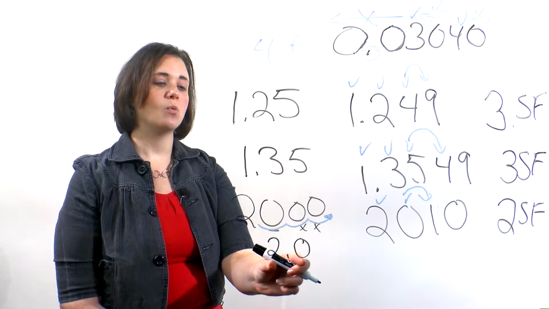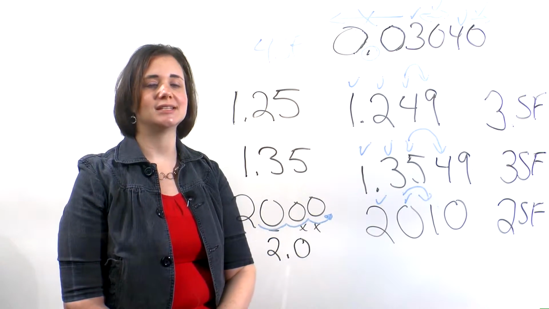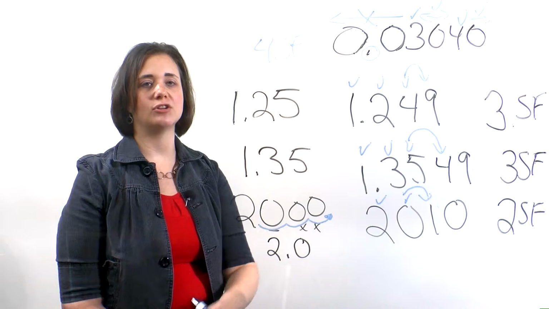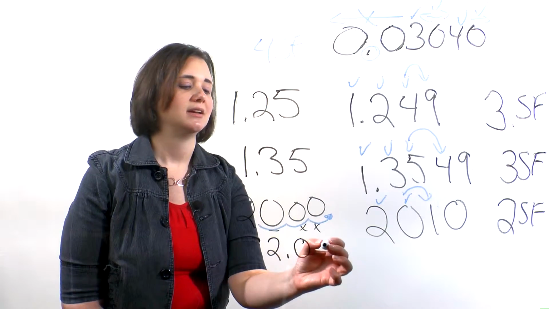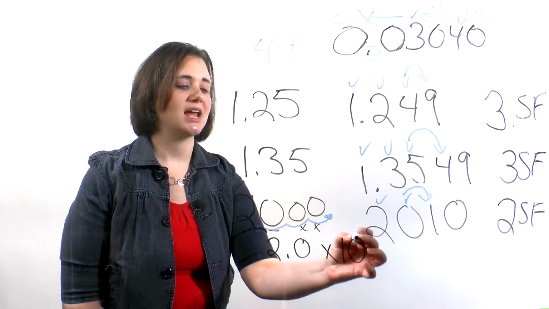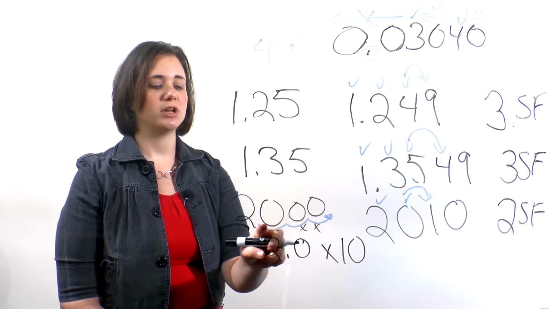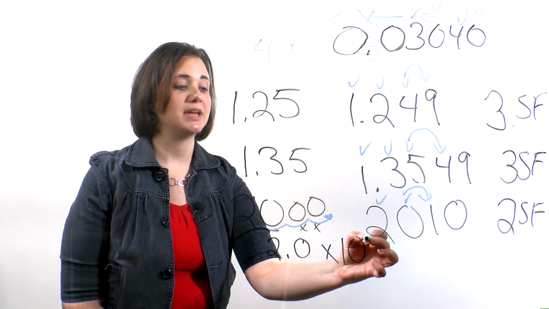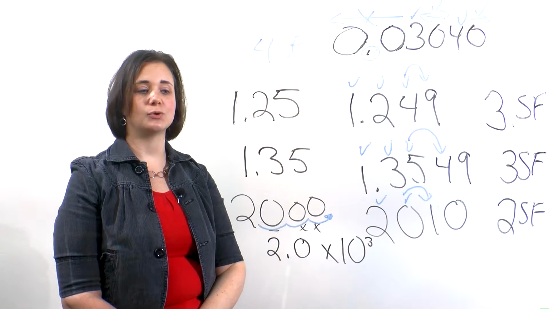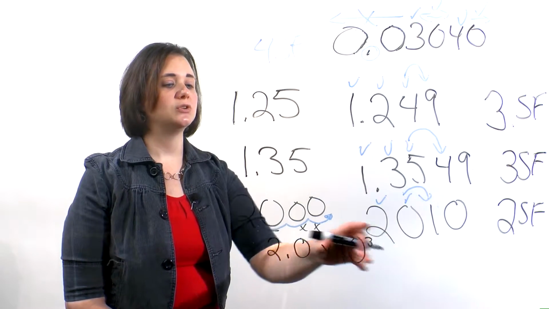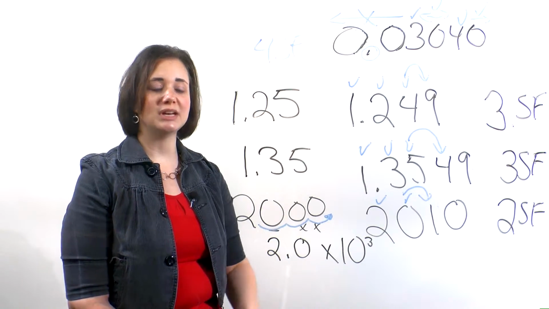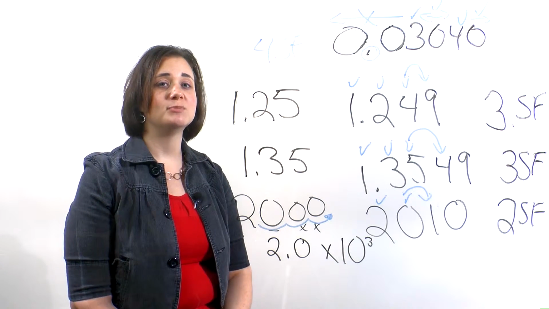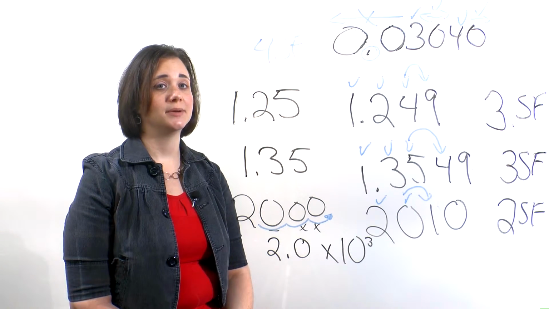If I'm only showing 1, I still have to keep the place. I can't round my 2,000 down to 2. That's not fair. Remember, we do our times 10. In this case, we moved it 1, 2, 3 places. It was a big number, so this is going to be a positive 3. So we can use scientific notation when we have too many zeros, and we need some of them to be significant and some of them not to be.